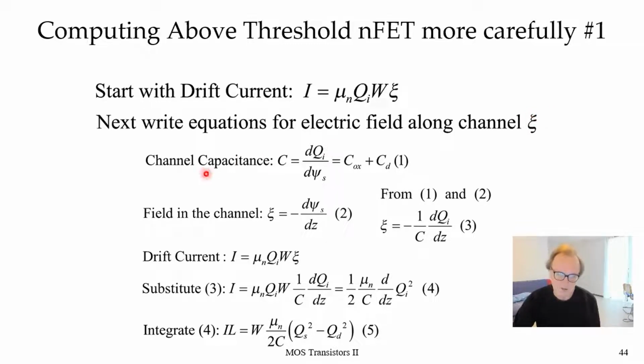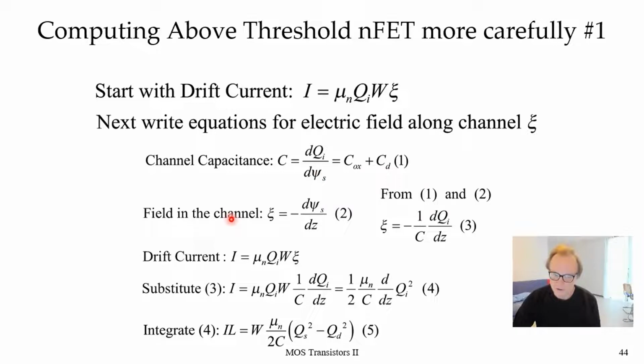And so we have to use the channel capacitance. What's the channel capacitance? Channel capacitance is the rate of change of the inversion charge versus the surface potential, which we know is Cox plus CD, right? That's just by definition. The channel capacitance is the sum of the oxide plus depletion capacitance, and that defines the rate of change of the inversion charge with psi S.